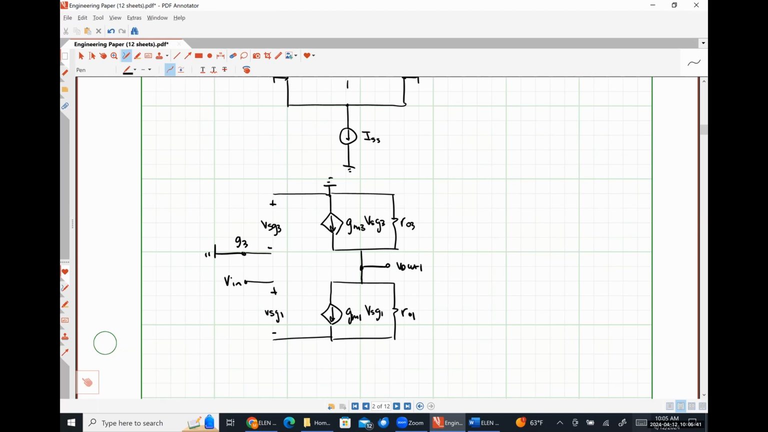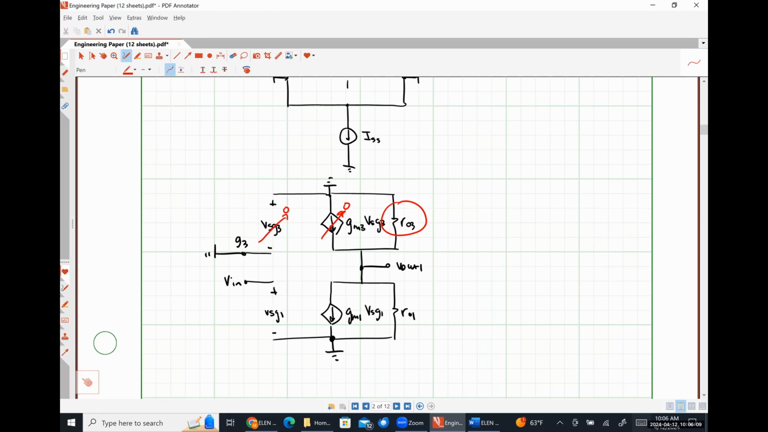Here's the out one. We okay with that small signal model for our half circuit? Oh, and also because it's symmetrical, we know that this is ground. So what's VSG3? 0, absolutely right. So this is 0, which means this is 0. So the only thing we see looking up is resistance R03.